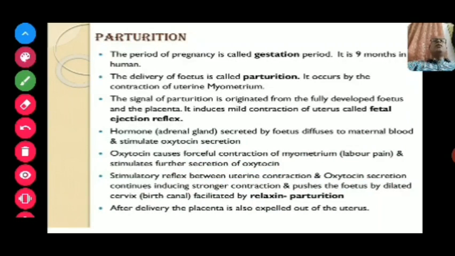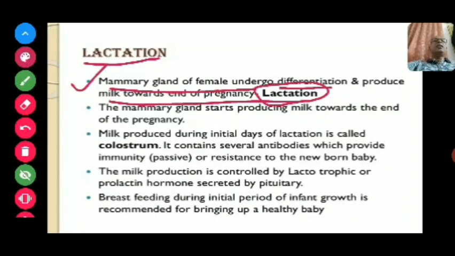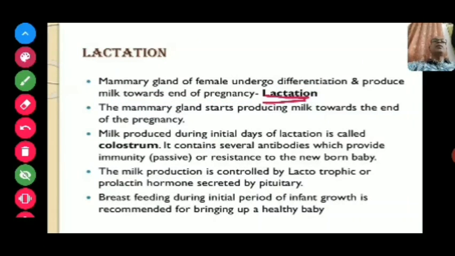Now the next point is lactation. Lactation means the mammary gland of the female undergoes differentiation and produces milk towards the end of the pregnancy, and that process is known as lactation. The milk produced during the initial days of lactation is known as colostrum, which is highly nutritious and contains several antibodies which provide passive immunity and resistance to the newborn baby.